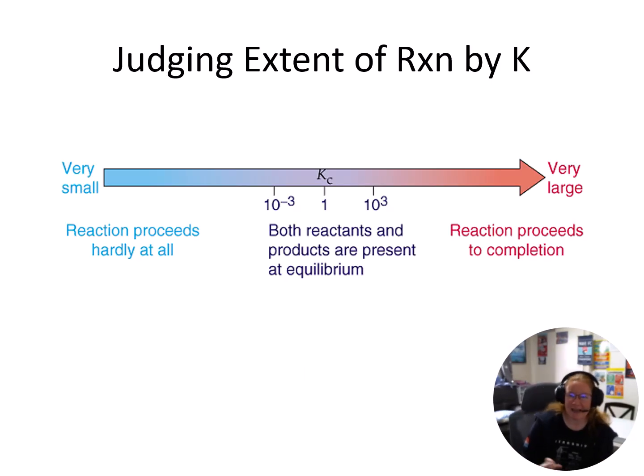So when I look at the size of K, and I have a small K, that's that K that's under 10 to the negative third, the reaction hardly proceeds at all, which means that the reactants predominate. Not much product is formed. Now if I've got that intermediate K, I have an appreciable mixture of both reactants and products at equilibrium. And then when my K is large, essentially the reaction proceeds to completion. Not a whole lot of the reactant is left and the products predominate.